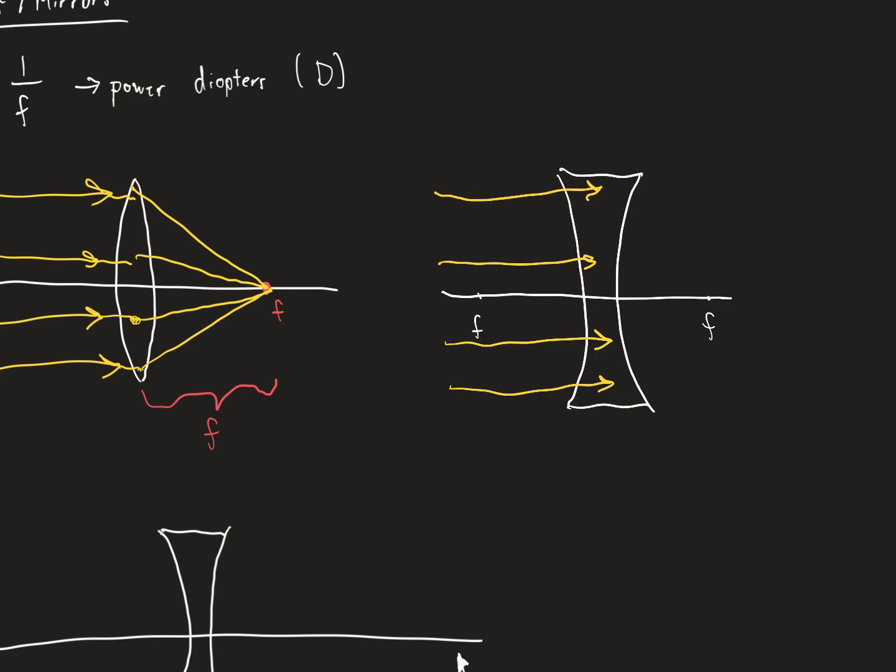But it's going to make light spread out based on the focal length of the lens. It still has focal length. It still has a focal length right here. It has a focal length over here. But all the light that diverges is going to look like it's coming from this focal point.